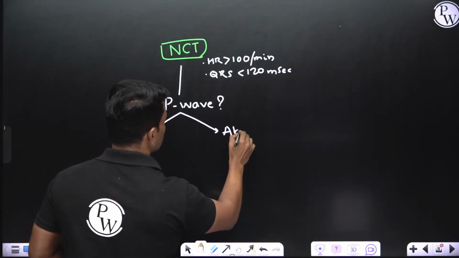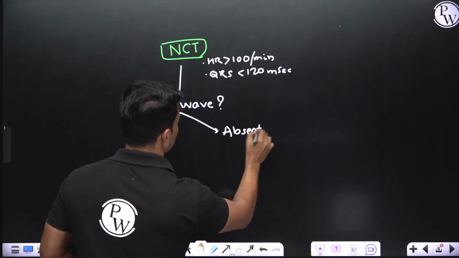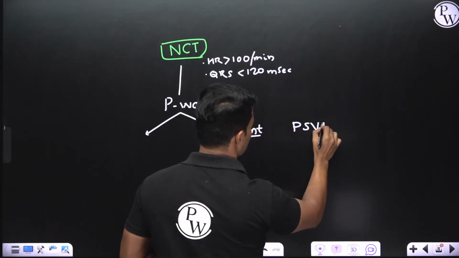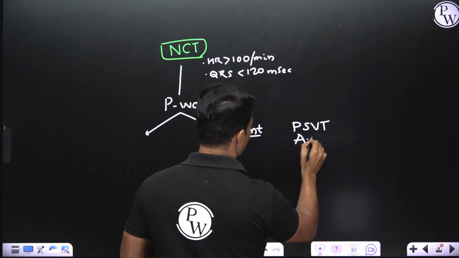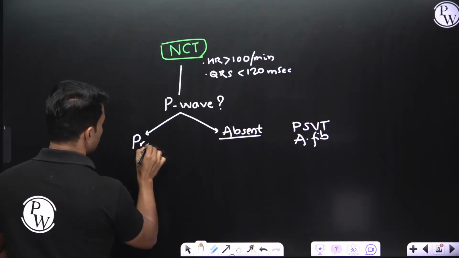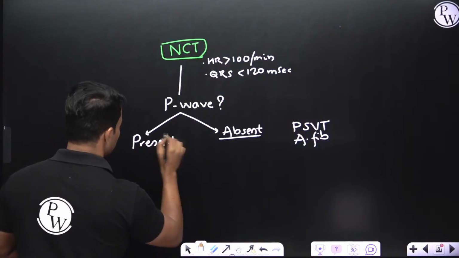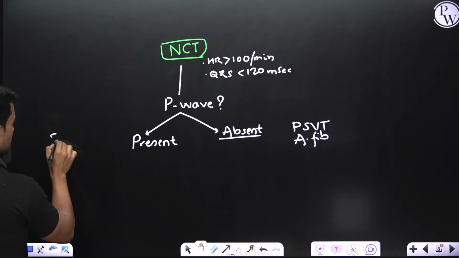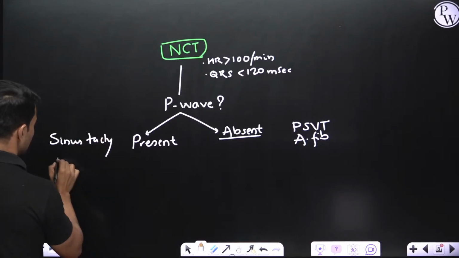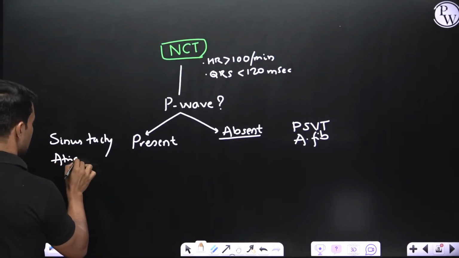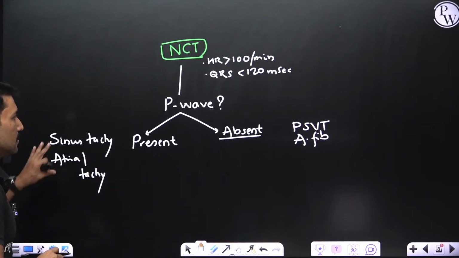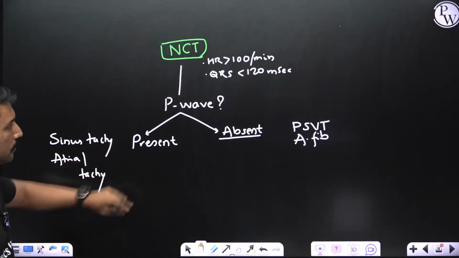So if it is absent, what do I think of? If it is absent, my differential diagnosis is paroxysmal supraventricular tachycardia and AFib. And if they are present, what are my differential diagnoses? If they are present, I have a differential diagnosis of sinus tachycardia and atrial tachycardia, right? These are my two conditions where I will have P waves present.